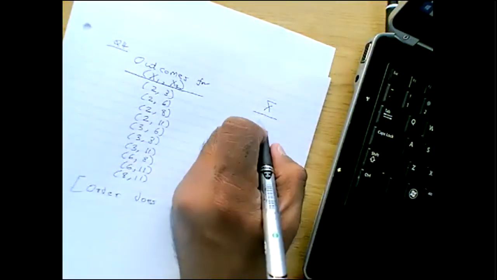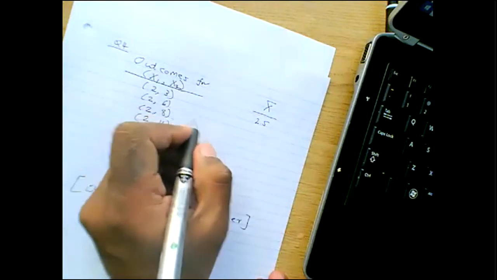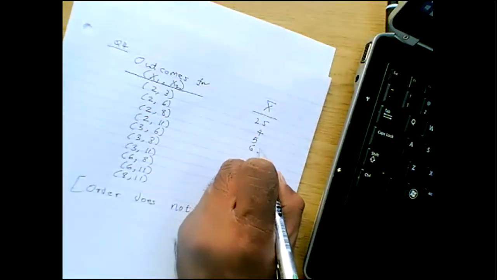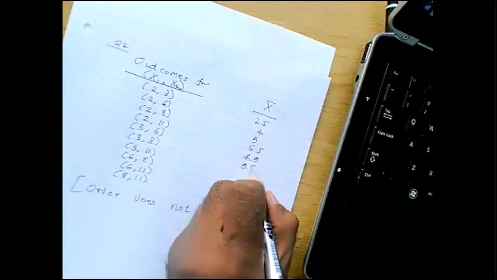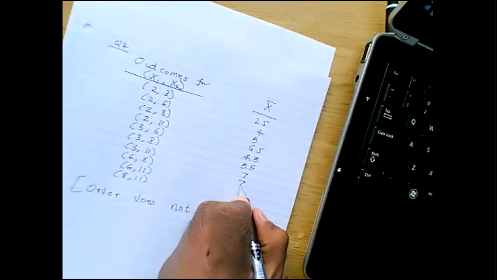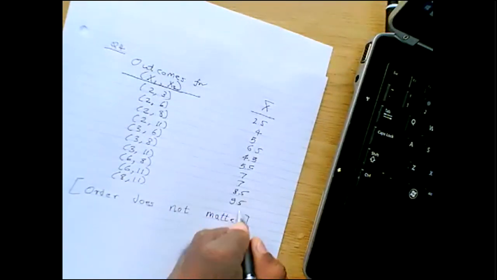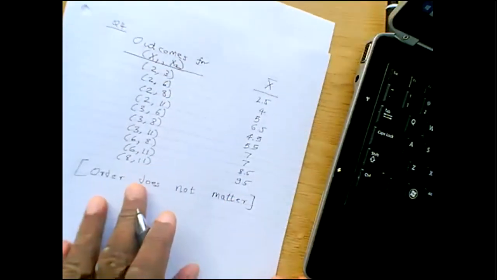All right, now let's compute X bar. For 2, 3, X bar is 2.5. For the next ones it is 4, 5, 6.5, 4.5, 5.5, 7, 7, 8.5, 9.5. So these are the averages for these outcomes.